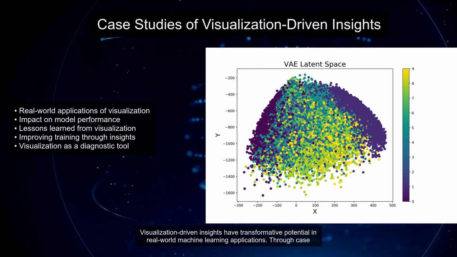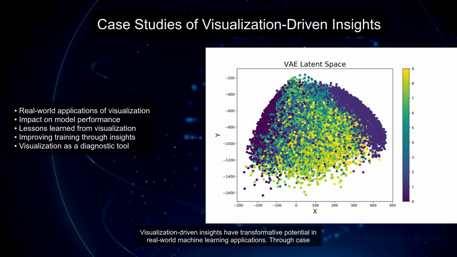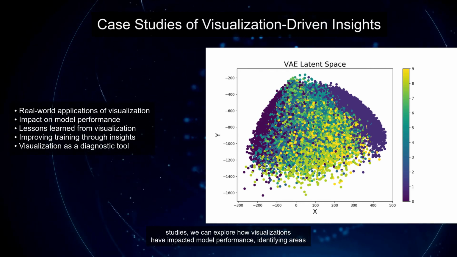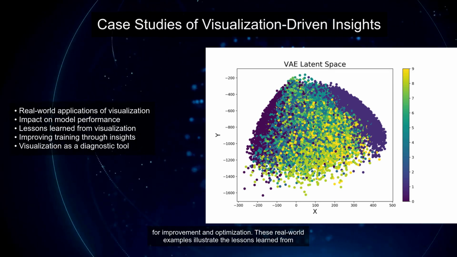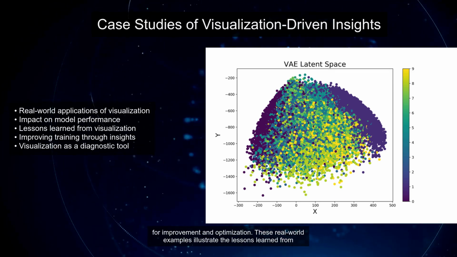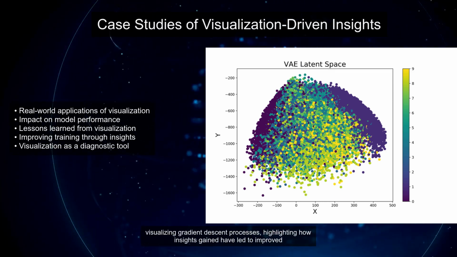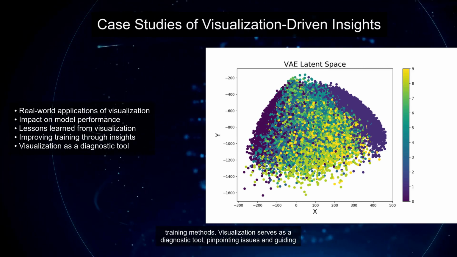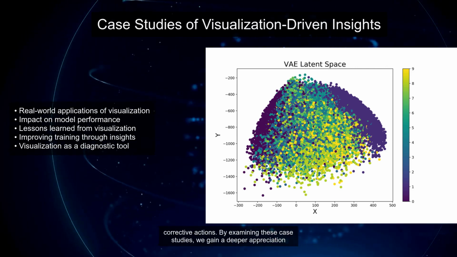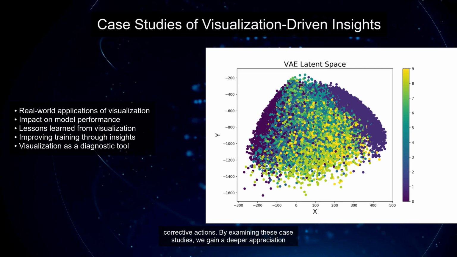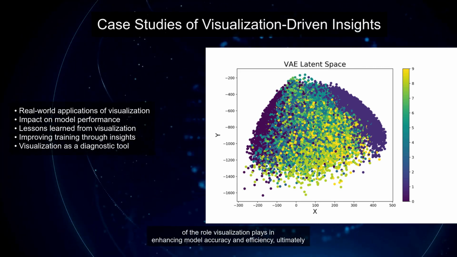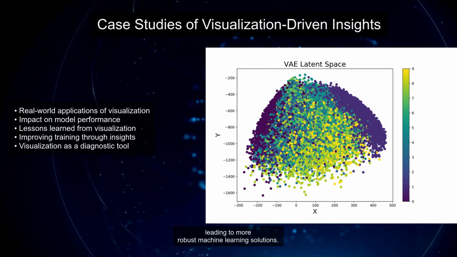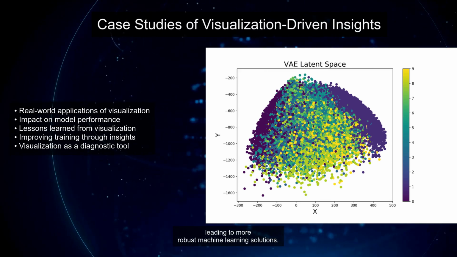Visualization-driven insights have transformative potential in real-world machine learning applications. Through case studies, we can explore how visualizations have impacted model performance, identifying areas for improvement and optimization. These real-world examples illustrate the lessons learned from visualizing gradient descent processes, highlighting how insights gained have led to improved training methods. Visualization serves as a diagnostic tool, pinpointing issues and guiding corrective actions. By examining these case studies, we gain a deeper appreciation of the role visualization plays in enhancing model accuracy and efficiency, ultimately leading to more robust machine learning solutions.